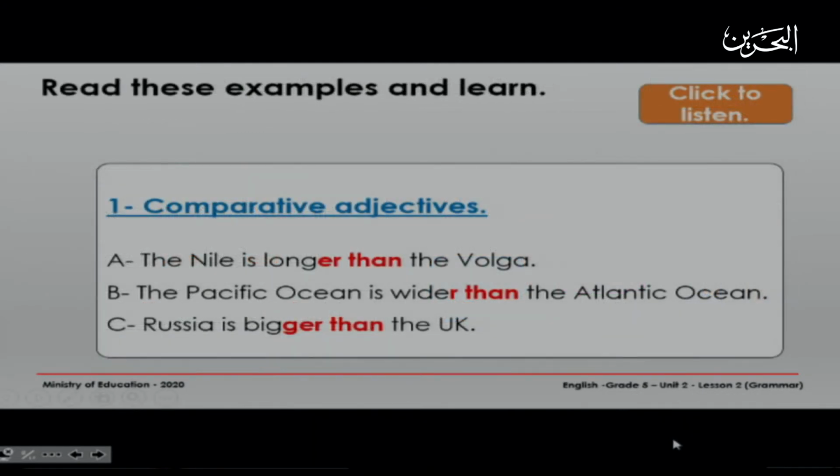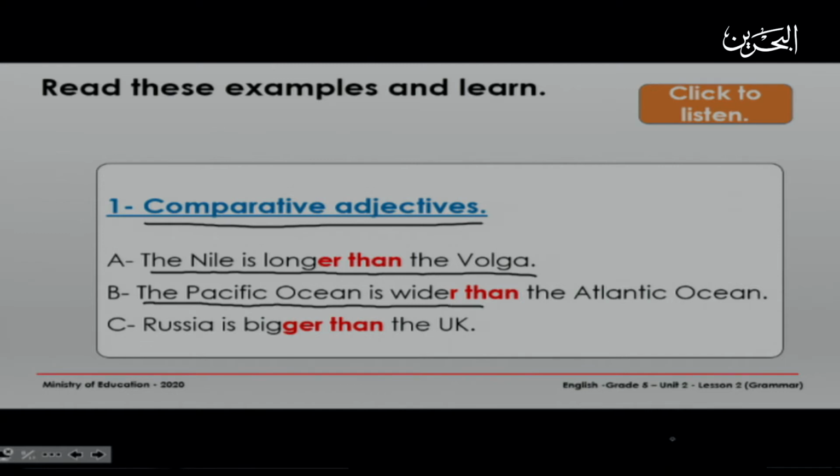Now let's look at more examples. These are examples on comparative adjectives. The Nile is longer than the Volga. The Pacific Ocean is wider than the Atlantic Ocean. Russia is bigger than the UK. I want you to pay attention to what's written and read.